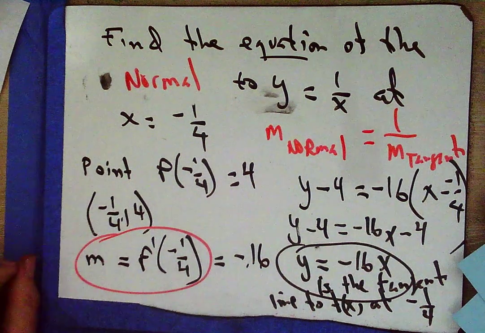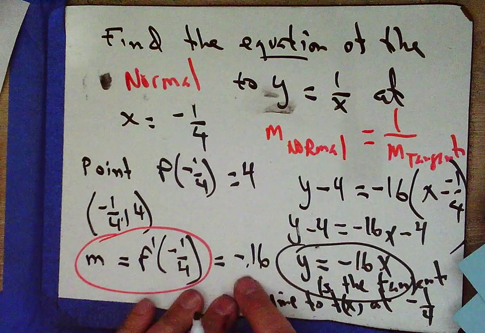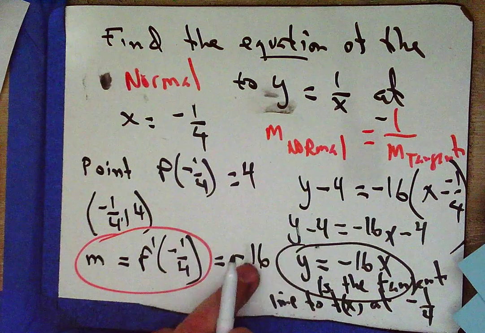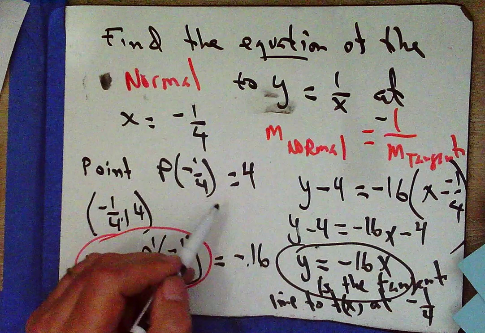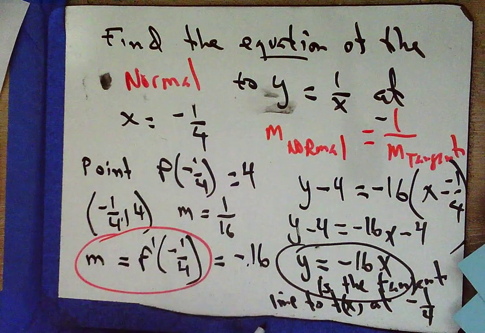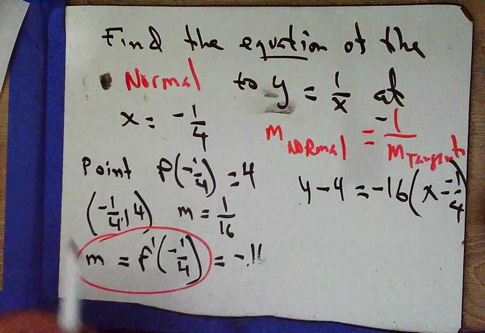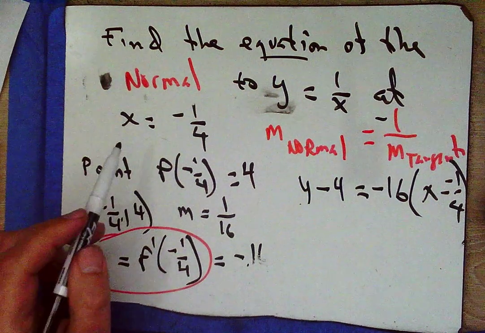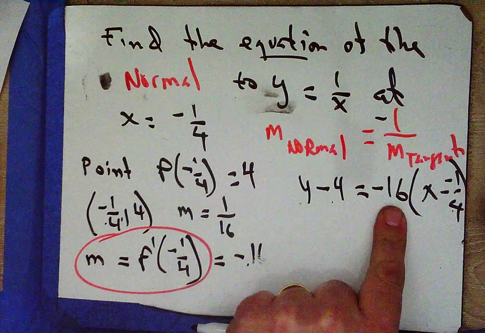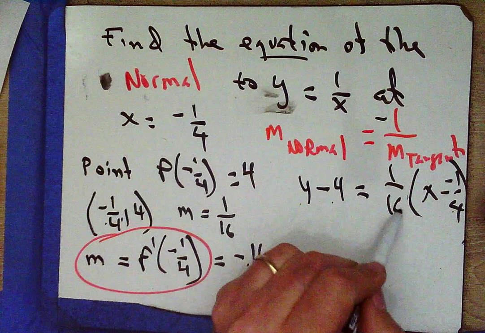So what do we want? Well, we want not this slope, but the slope of the normal, which is the opposite reciprocal of this. So positive 1 over 16 is the slope of the normal. So when I go to write my tangent line equation, I'm sorry, when I go to write my normal equation, I still need a point. The point is still negative 1/4, but the slope of the normal will get changed to 1 over 16.